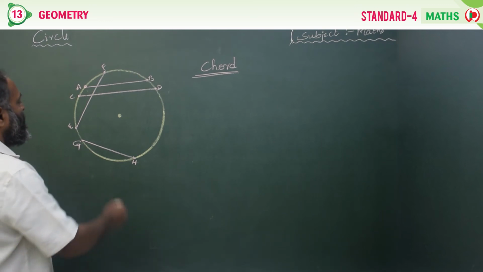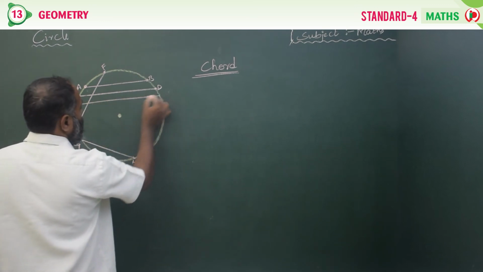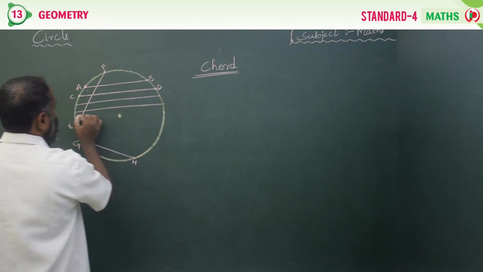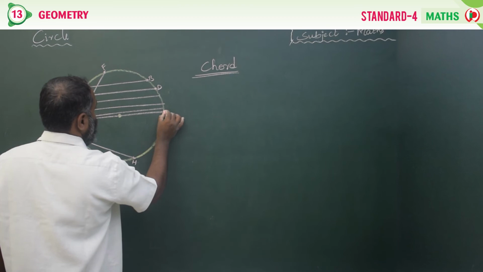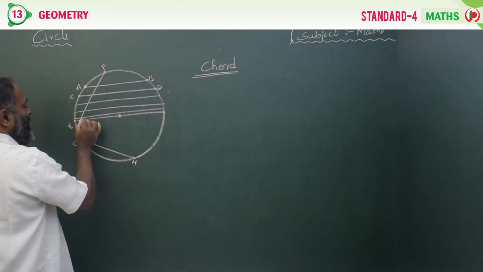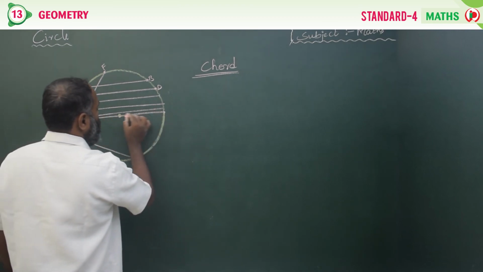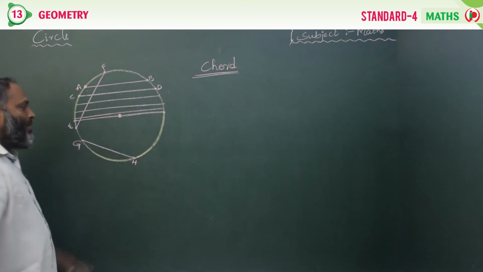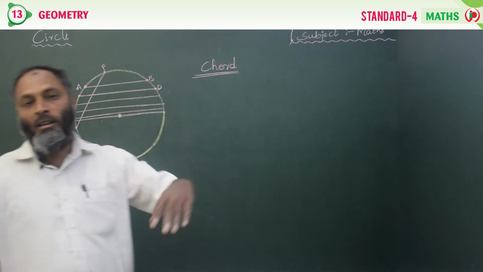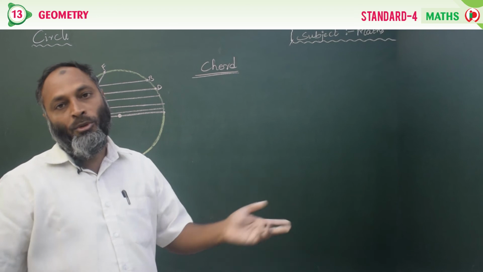So if you draw like this, infinite chords we can draw. This is also one of the chords. This is the diameter, and the diameter always passes through the center of the circle. So this is a diameter as well as a chord. So chord and diameter, both we can say.